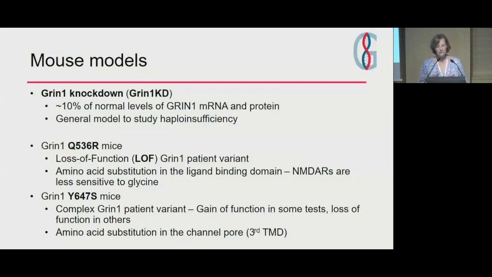The other is a more complex variant. It's Y647S, and we originally thought this was a gain of function variant. But then with further studies, we see that in some contexts, it's a gain of function. In other contexts, it's a loss of function. So it's really very complicated. And this is a variant in the third transmembrane domain that's right in that channel region.